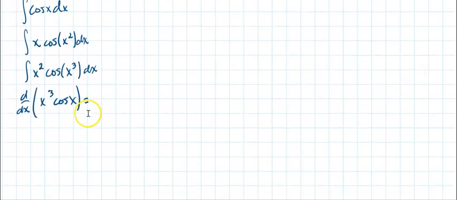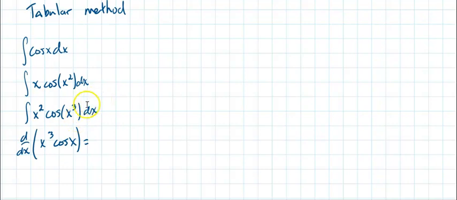Before we do anything, I need you to do a handful of things to make sure you're ready to learn and really understand this integration by parts. I've got three integrals: cosine x dx, x cosine x squared dx, x squared cosine x cubed dx, plus I want you to take the derivative of this thing right here. A couple of little hints. Should be super simple.